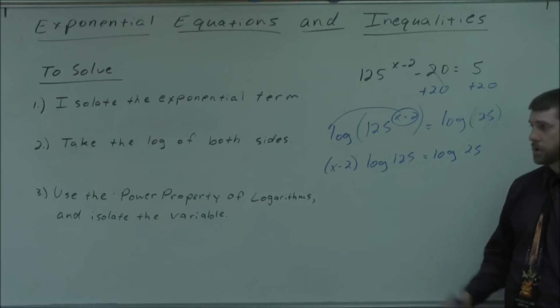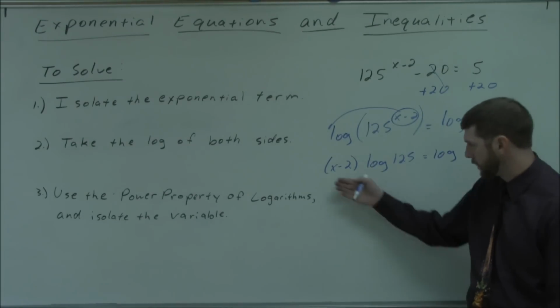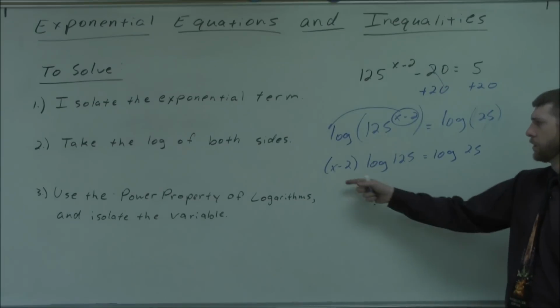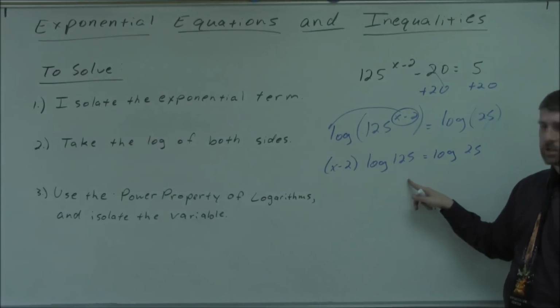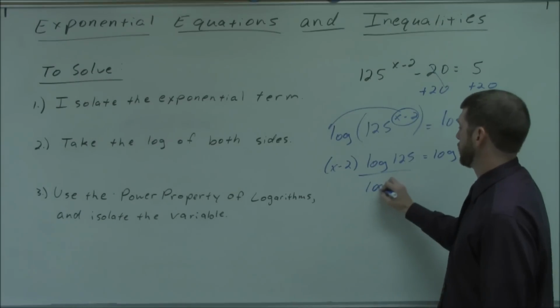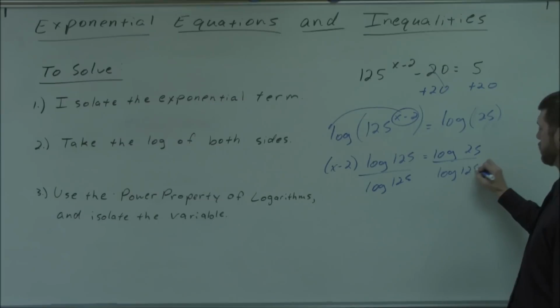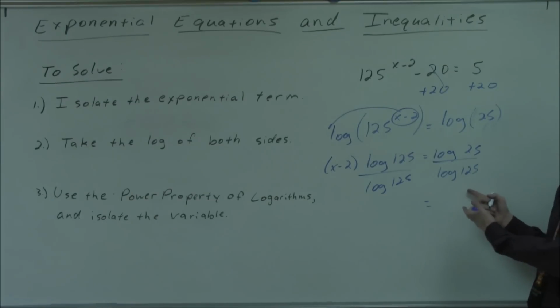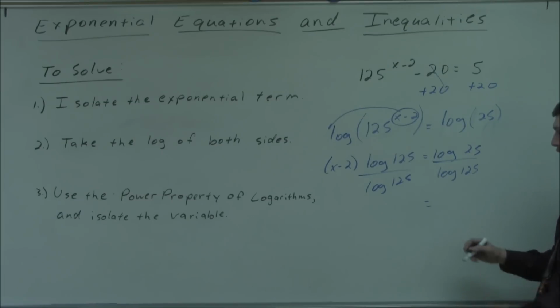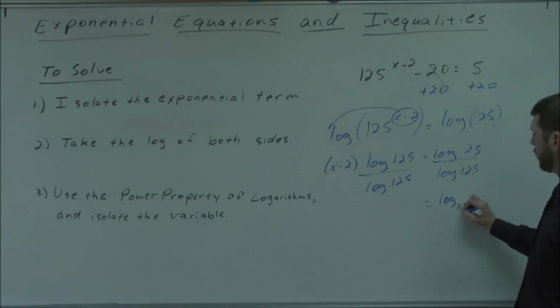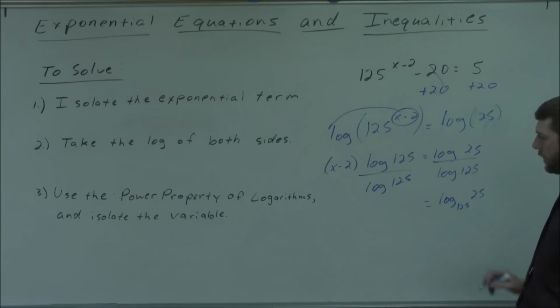Get x by itself. So that's the last thing. After we use that power property, get x by itself. So x is inside parentheses, so we dump what's causing the parentheses to be there. So we divide both sides by log of 125. Oh, we know what this should look like on the right side. That's just your change of base formula. So log base 125 of 25.